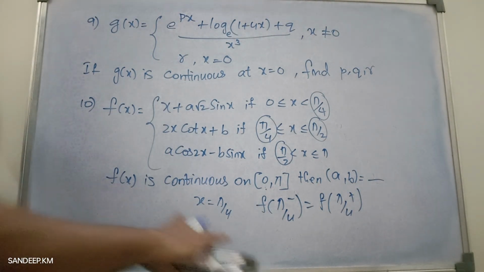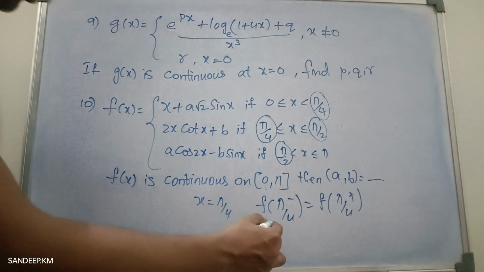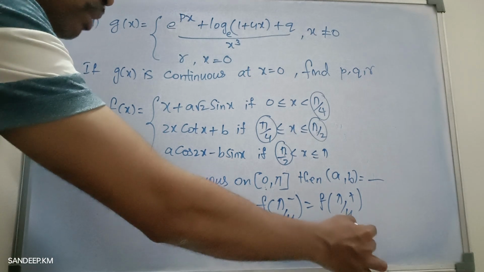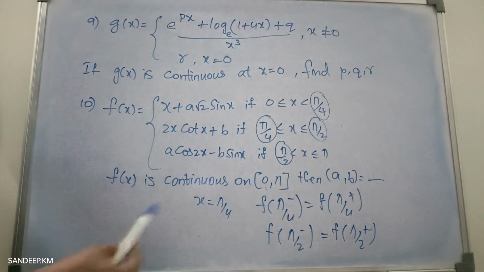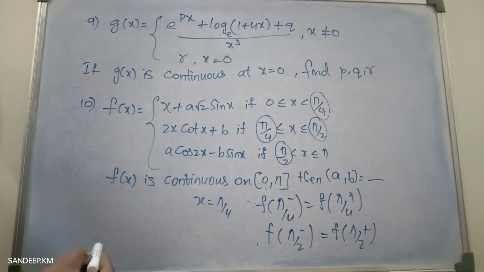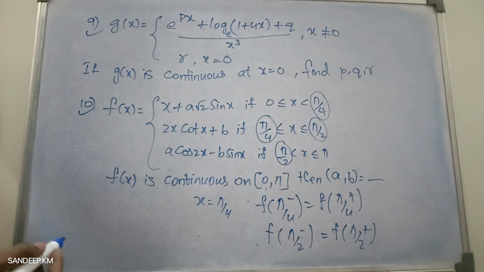At the same time, you also know that it is continuous at pi by 2. So use f of pi by 2 minus is equal to f of pi by 2 plus. You will get another condition. Take these two conditions and simplify. You will get the answer for a, b. Now try question number 9 and question number 10. Let me know whether you have got the answer or not for these two questions.